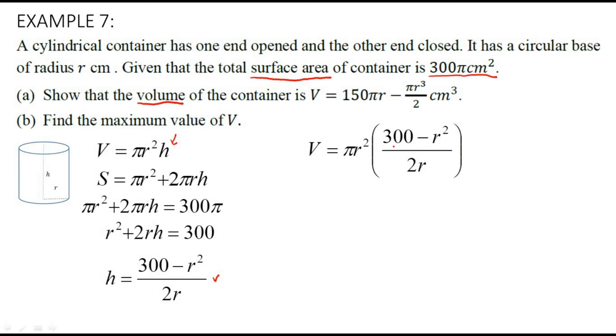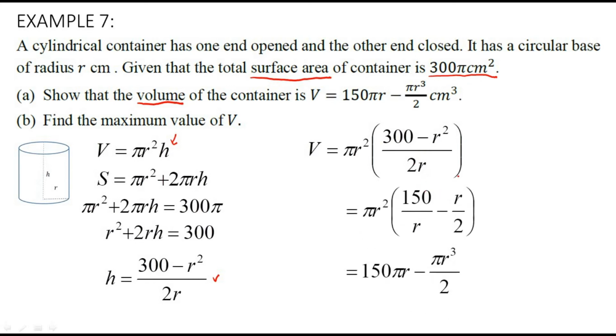But at this point, this is still not the equation that the question asks for, so we have to simplify. We can separate the fraction, open up the bracket, and after you simplify, we get V = 150πr − πr³/2, and this is what they asked for.